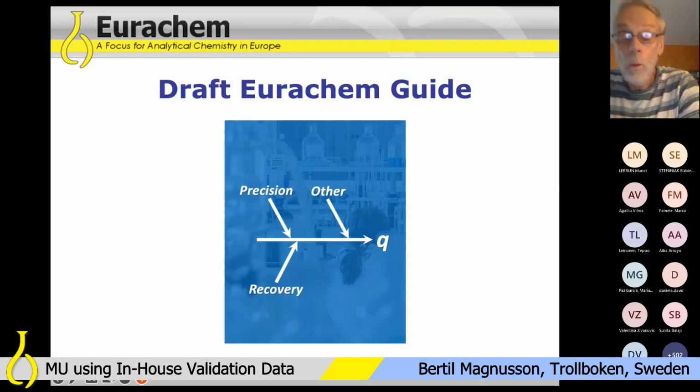So how we look upon it in this guide is that we talk about precision and recovery and then other components. I will talk about precision, and then Ricardo will talk about recovery, and then Eskil will talk about this issue that is really, really important, and this is how the measurement uncertainty varies with the range. But there are also other components that may be involved.